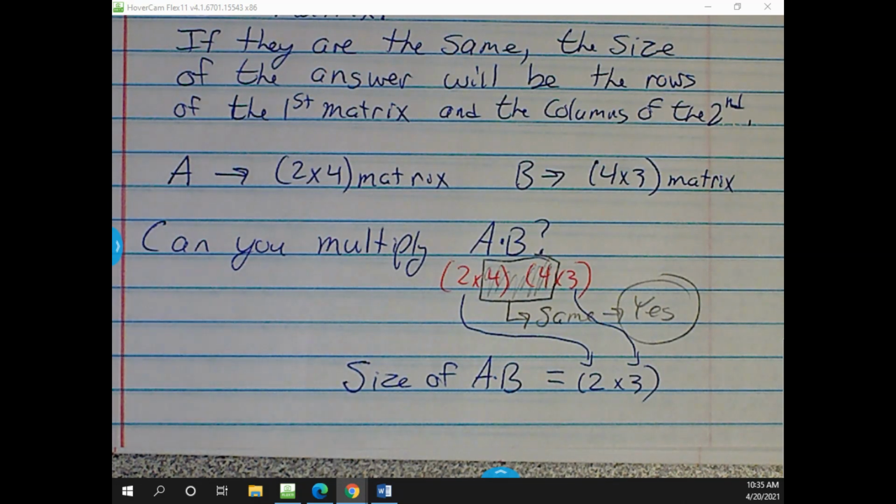Okay, now, some of the questions may ask you just one of those things, and that may be all they do. They may not actually have you do anything with the matrices. I know a couple of homework questions are going to ask you, can you multiply these two things together? It's just a yes or no type question.